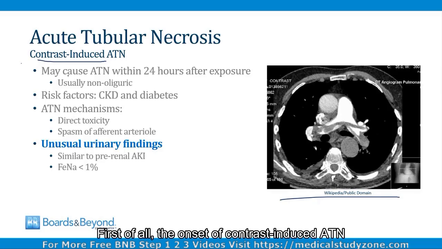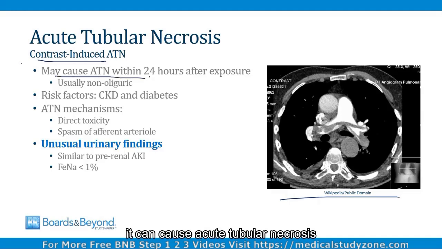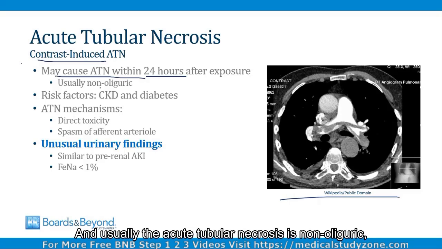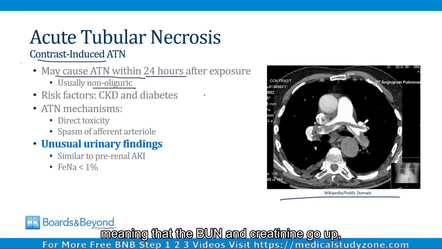First of all, the onset of contrast-induced ATN can be very rapid. It can cause acute tubular necrosis within 24 hours of exposure. And usually the acute tubular necrosis is non-oliguric, meaning that the BUN and creatinine go up, there may be casts in the urine, but the patient does not develop oliguria.